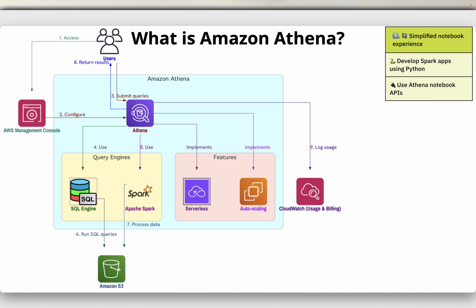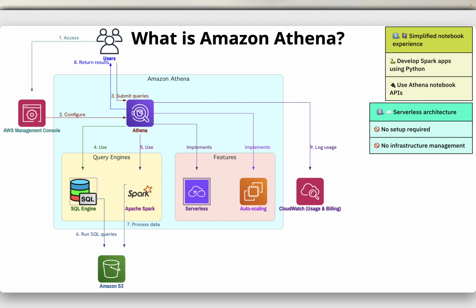Amazon Athena console offers a simplified notebook experience for developing Apache Spark applications using Python or Athena notebook APIs. So this is a slightly different feature. There are two features basically. You can have ad hoc queries. You can point to S3 and start querying, and then you have the notebook experience also, through which you can start developing Apache Spark applications. So line by line, similar to Jupyter Notebook.